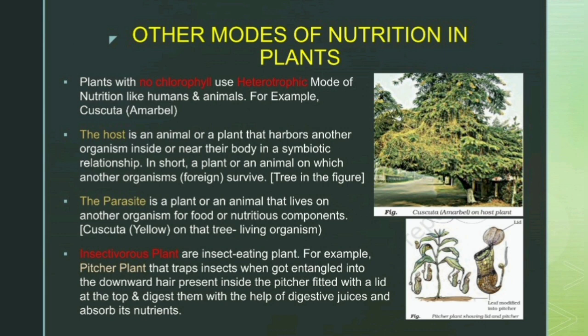An insectivorous plant. By the name itself, we can understand that these are plants which use the heterotrophic mode and eat insects by using different techniques. Like the pitcher plant, it traps insects when they get entangled in the downward hair present inside the pitcher fitted with a lid at the top, digests them with the help of digestive juices, and absorbs their nutrition.